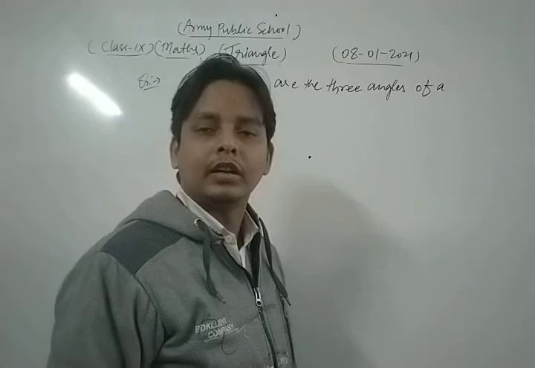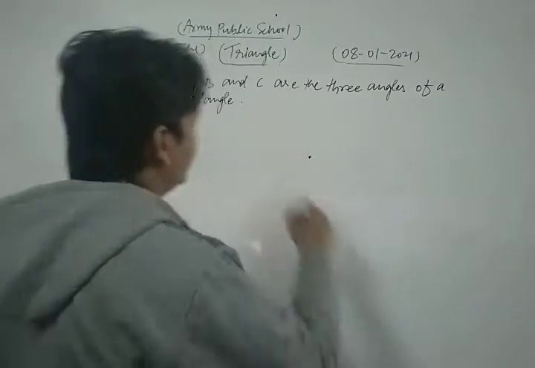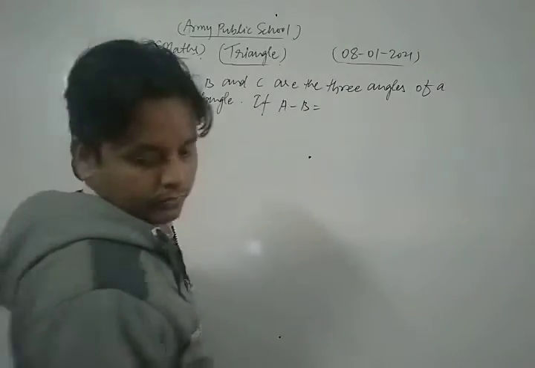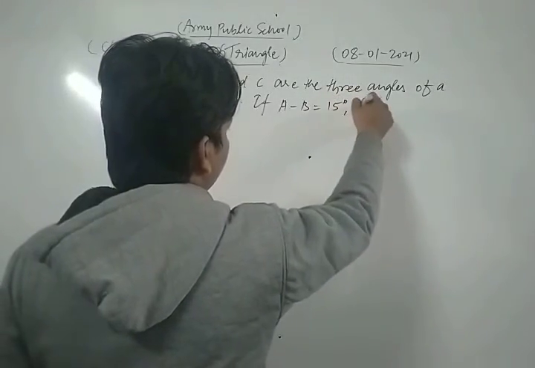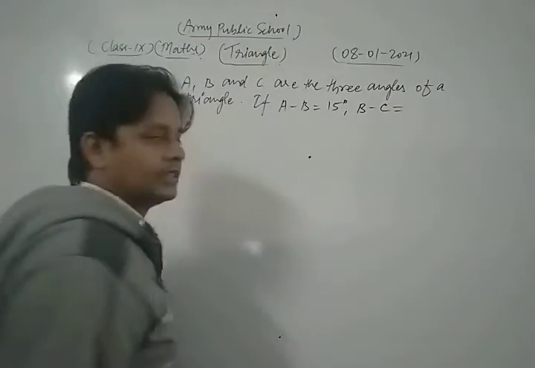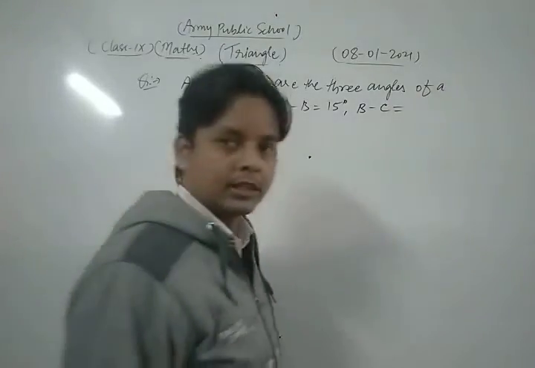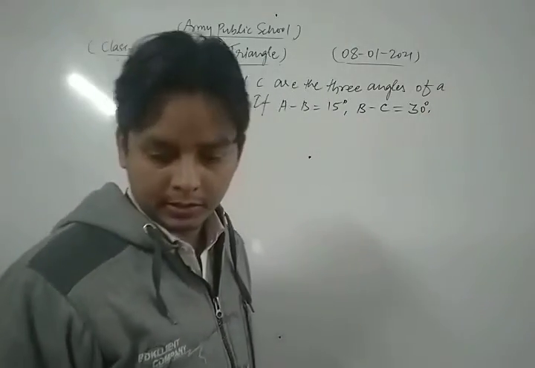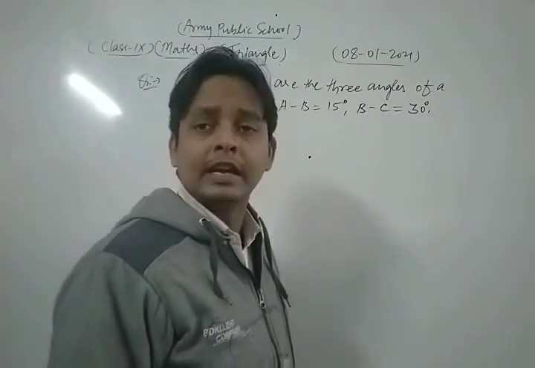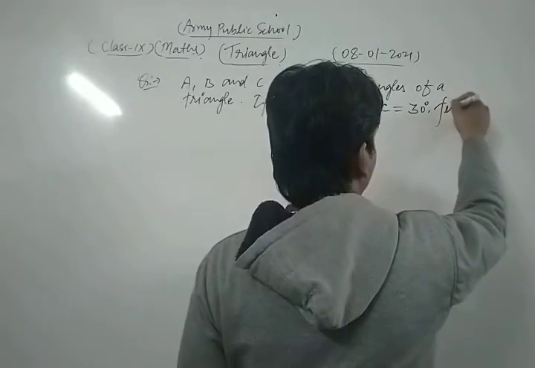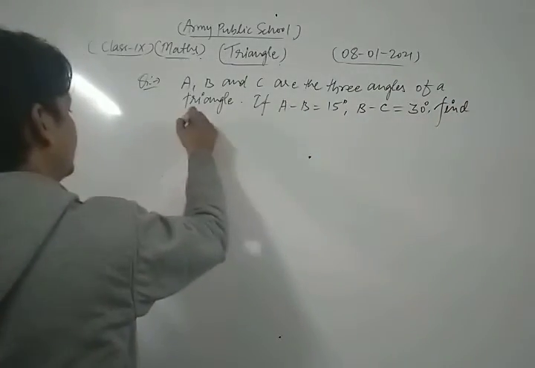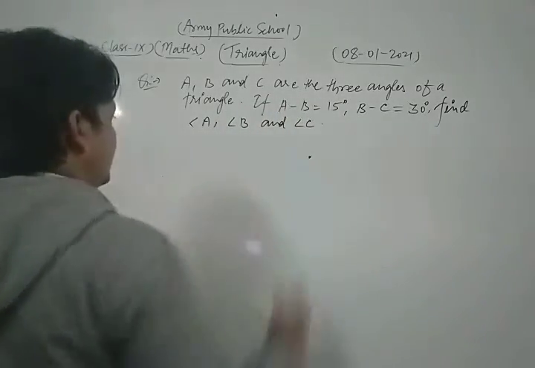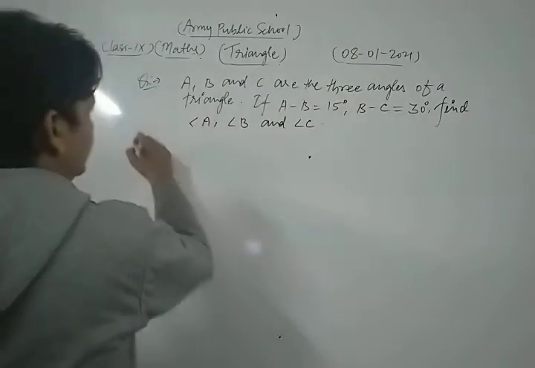If A minus B is equal to 15 degrees, and B minus C is equal to 30 degrees, find angle A, angle B and angle C. Let's see its solution.